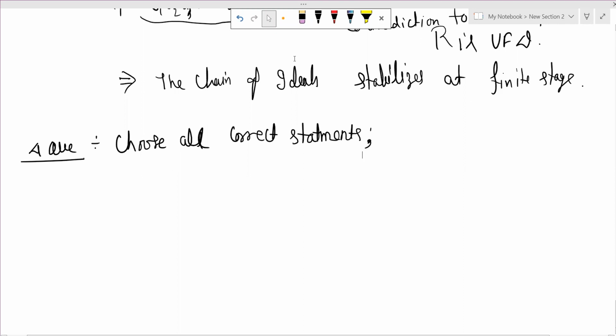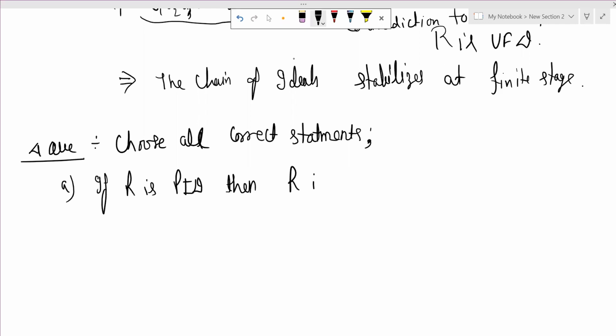So if R is a PID, then R is a UFD. Tell me, is this true or not? So this is true. How will you argue? Above, in the first or second question, I stated a fact: a factorization domain is a UFD if and only if every irreducible element is prime. And in the last lecture, I proved that over a PID, every irreducible element is prime. So R is a UFD, right?